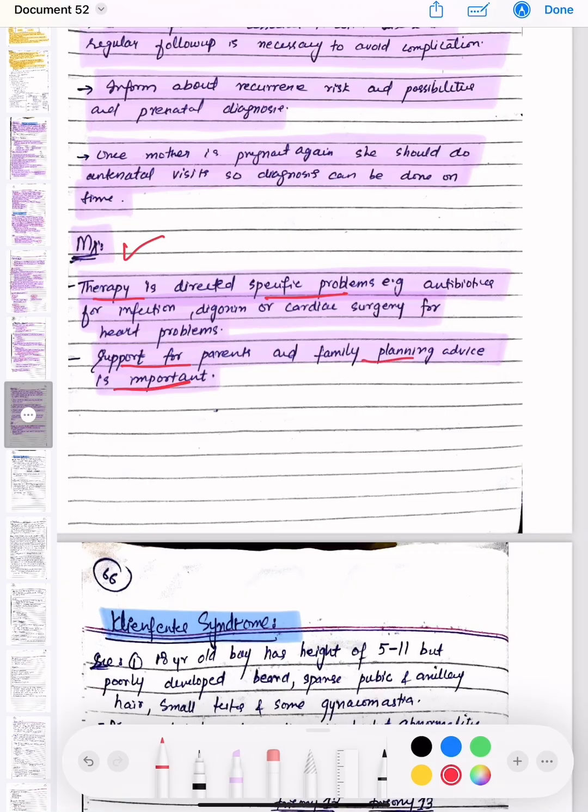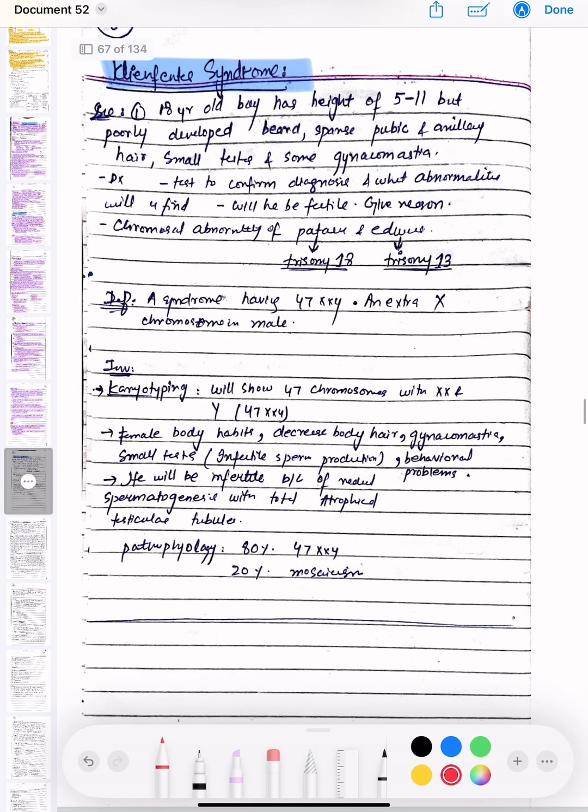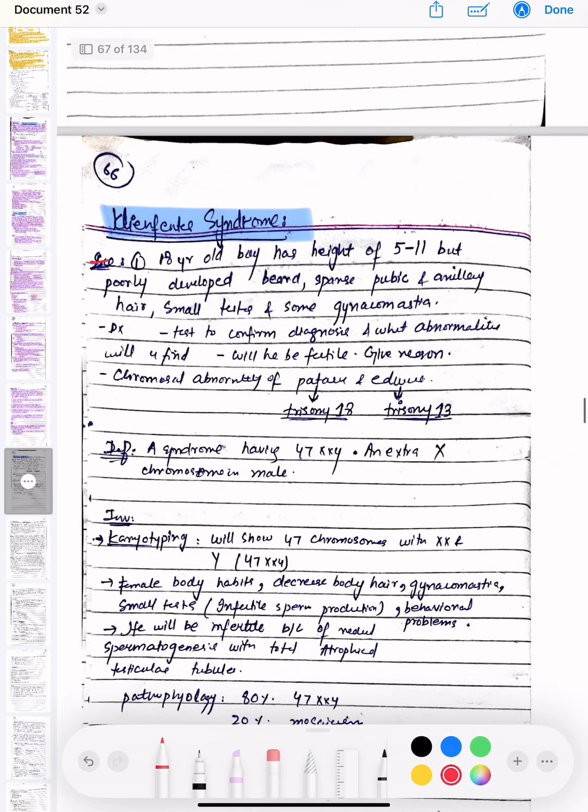Now moving towards the next one, that is Klinefelter syndrome. So we have a scenario in which an 18-year-old boy has a height of 5 feet 11 inches but poorly developed beard, sparse pubic and axillary hair, small testes, and some gynecomastia.